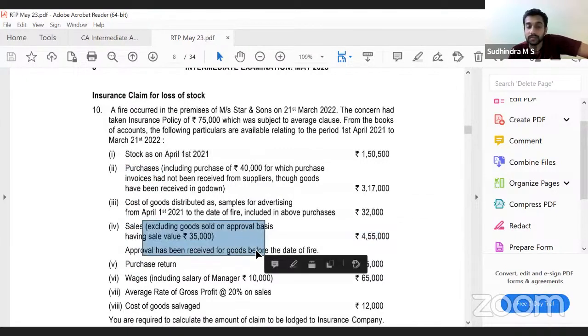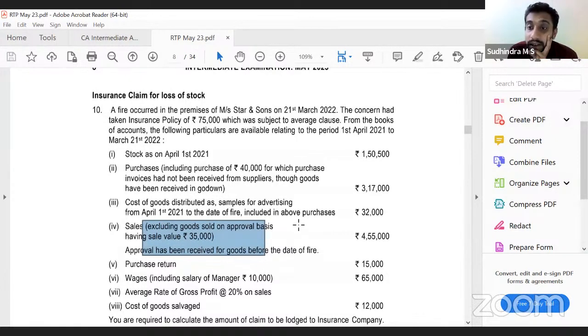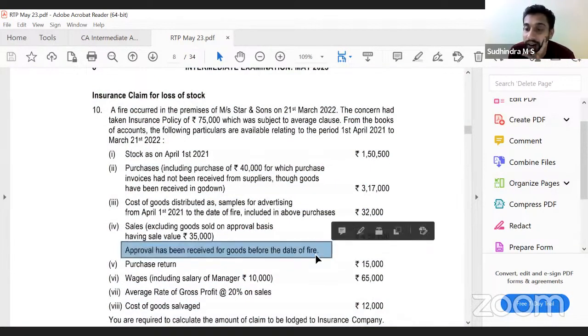Then sales, 4,55,000. What should I do with this adjustment? Add back 35,000. Either we can add it to sales, or we can show it as goods on approval basis at cost. It will appear on the credit side only. We have to show it on the credit side of the trading account, correct? We have to add it because approval has been received for goods before the date of fire. Very good. So this is the point that we have to consider.